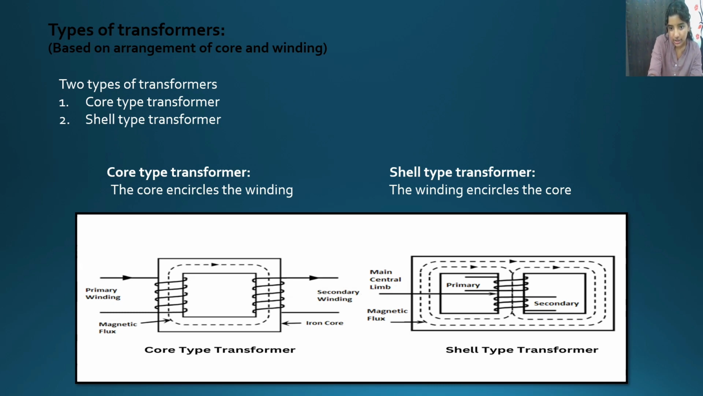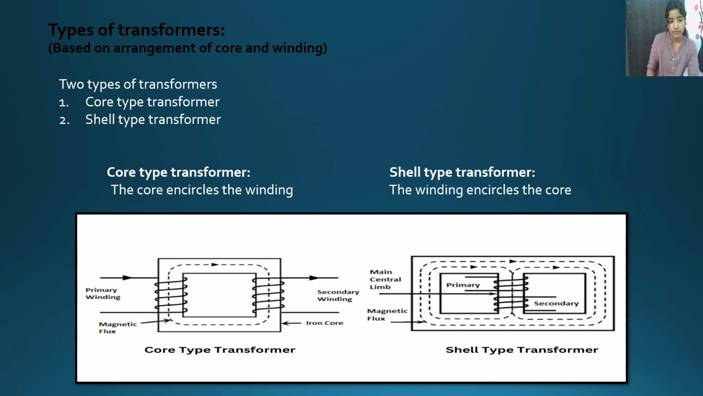And also, what is the primary difference? The winding encircles the core. If you have the two cores here, like this, then in this part you will have the windings. So the windings encircle the core. That is basically the shell type transformer.